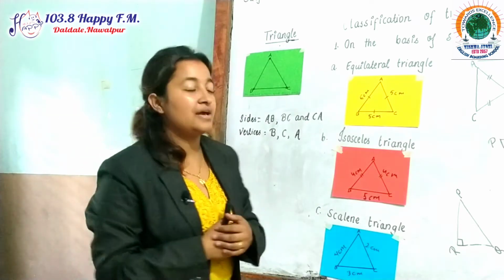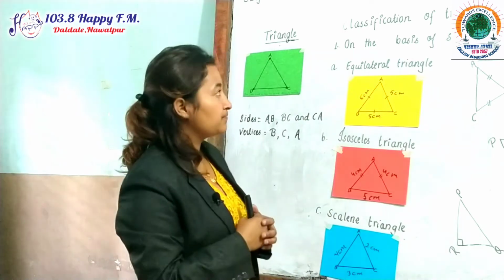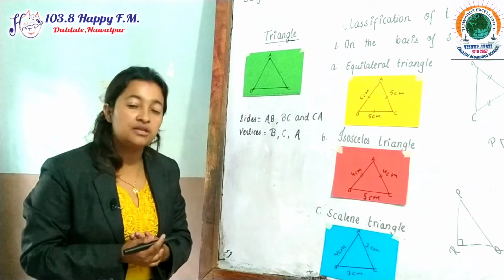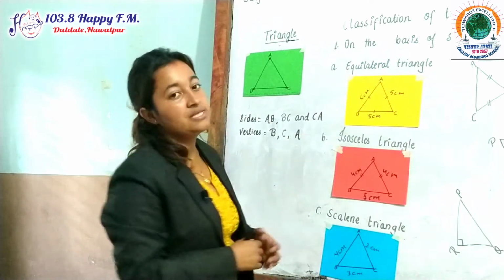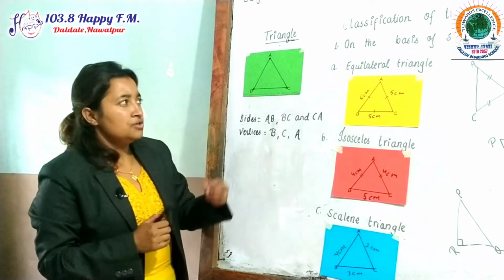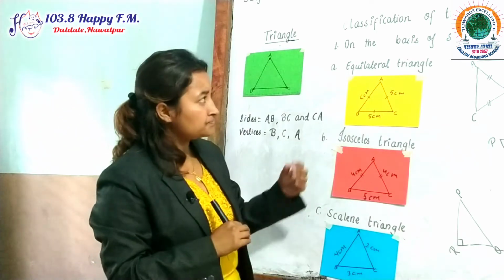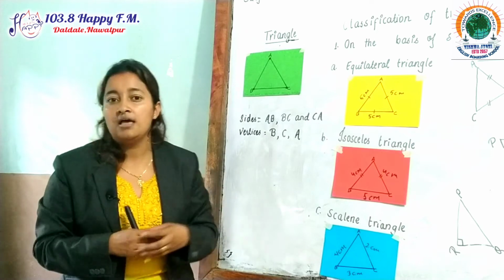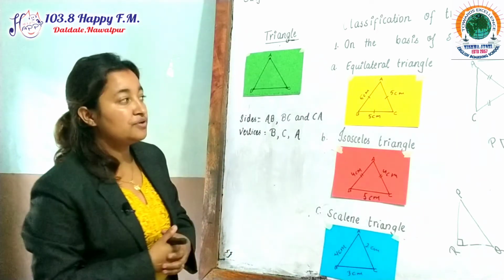Classification of triangles can be done in 2 ways. They are on the basis of the sides, and the next one is on the basis of the angles. So we can classify the triangles into 3 categories on the basis of sides. How can we classify the triangle on the basis of sides? Here I am with it.